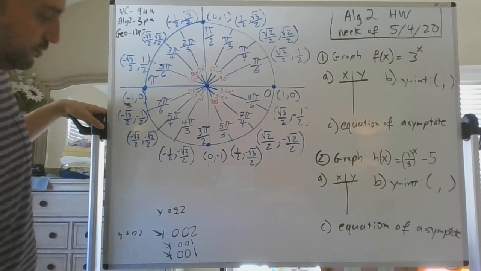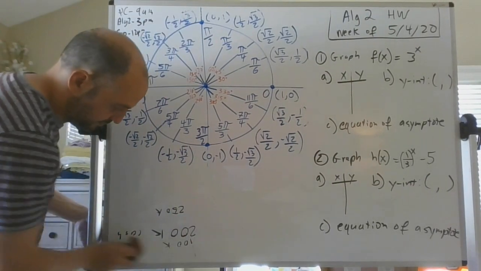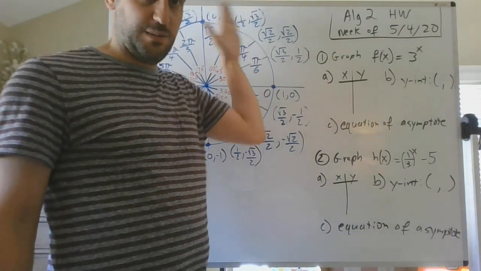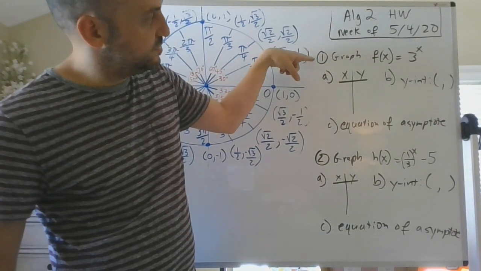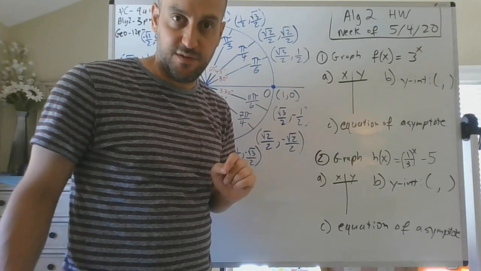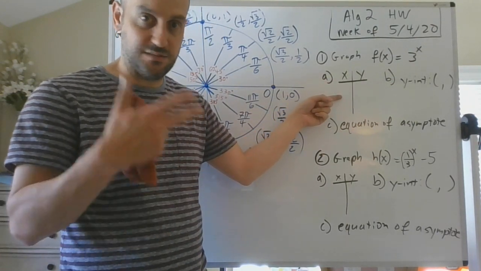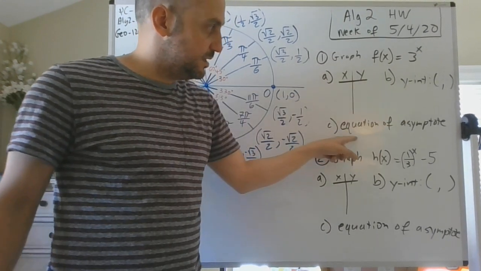Okay, so you just have 2 questions. Again, this is for my pre-calculus, so don't worry about that. Number 1, graph f of x equals 3 to the power of x. There are a few things I want here. I want a t-table, with 0, positives and some negatives. The y-intercept, and the equation of the asymptote.